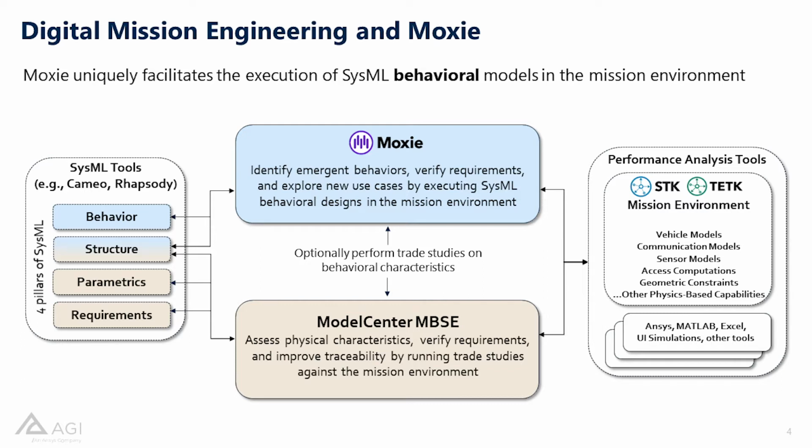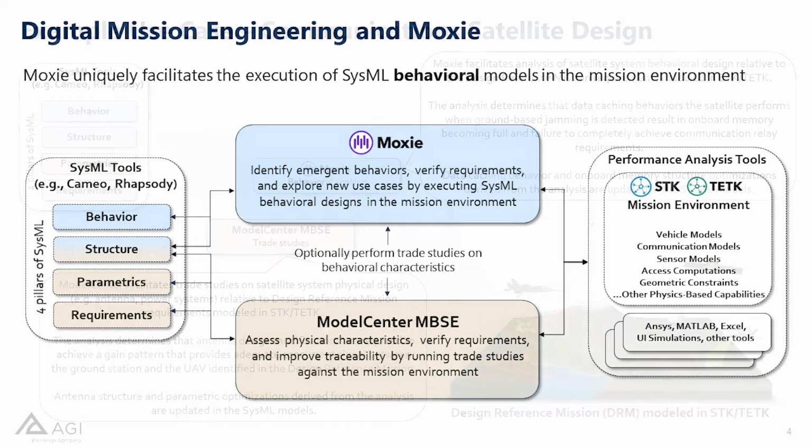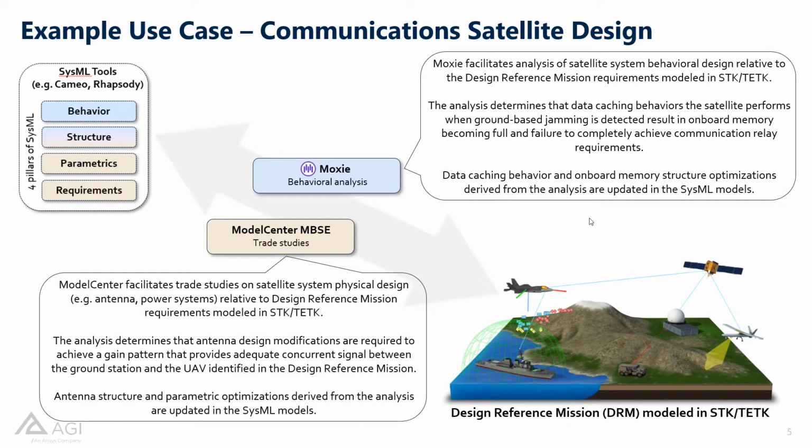So if you take the concepts here of how this data flow works and apply it to a particular use case, in this case a very simple, chart-kind-of-level-of-fidelity example of a communication satellite that we're designing, you would first take the mission requirements that have been levied on you for your particular system and model them in SDK as design reference missions. So these would serve as the authoritative source of mission requirement truth throughout the product lifecycle.